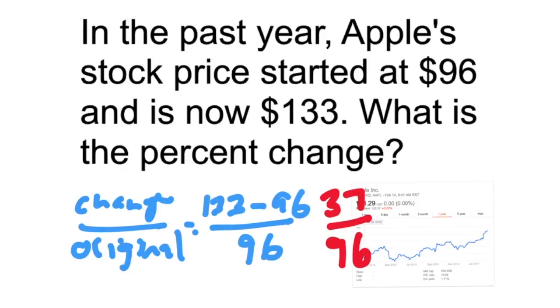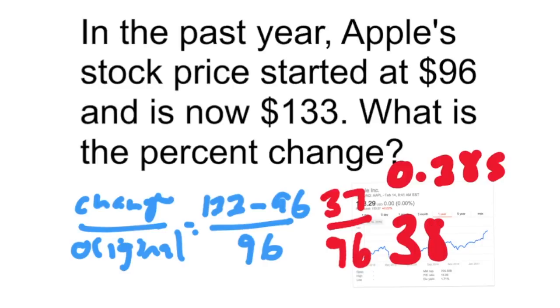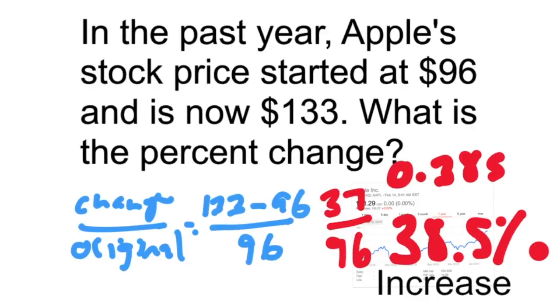Now, just change that fraction into a decimal, do the numerator divided by the denominator, and you'll find that that is the decimal 385 thousandths. That is the percent, 38.5%. And that is an increase, so an increase of 38.5%.